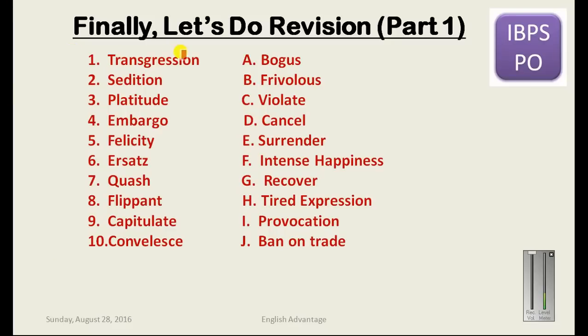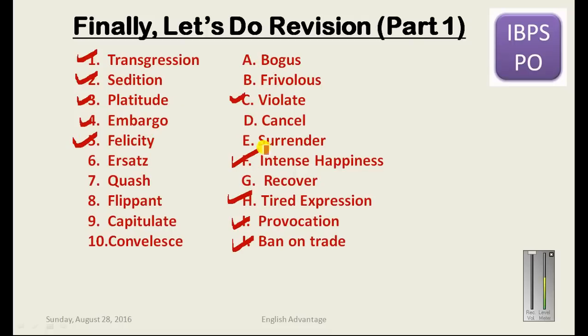and I have taken part 1 as well as part 2. So through these two parts you can revise these words. Some of the words I have taken from my last video tutorial, and some of the words I have taken from this video tutorial only. So you can revise quite well. So transgression. What is transgression? Transgression means to violate something. And what does this word mean? Sedition. Sedition means when you provoke something, when you are charged with provocation, that is called sedition. And platitude, what do you mean by platitude? Platitude means tired expression. Embargo. Embargo means a ban on trade.